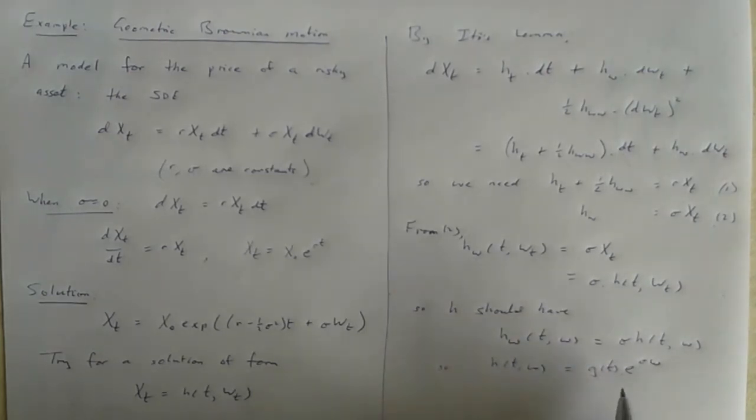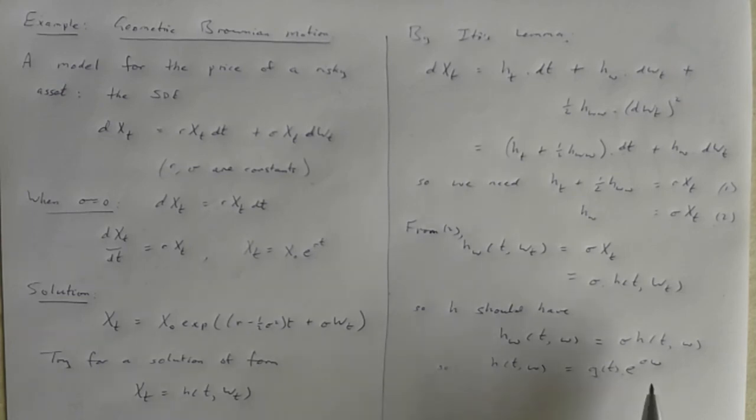There can also be another part that depends on t, and that would just carry through as if it were a constant when we differentiate it with respect to w. So what we're looking at for h overall is something that looks like this. It must be some function of t times e to the sigma w.